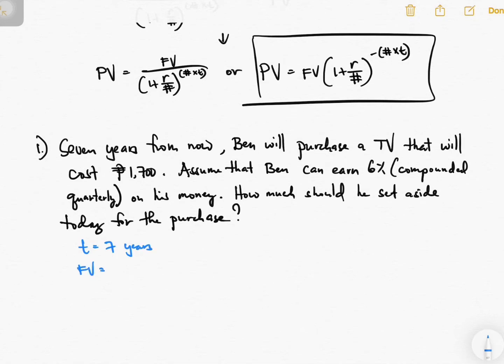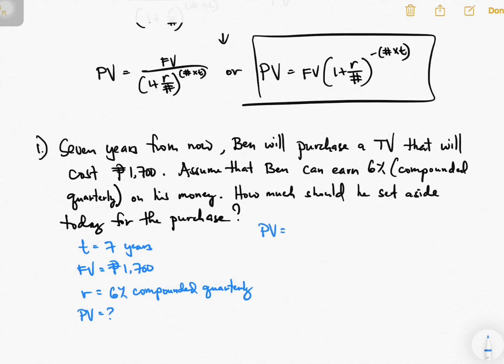Future value, 1,700. Then for the rate, it's 6% compounded quarterly. Meaning, you compute the interest 4 times a year and you are tasked to compute the present value. So let's apply the formula.